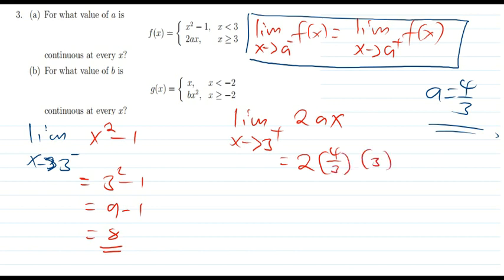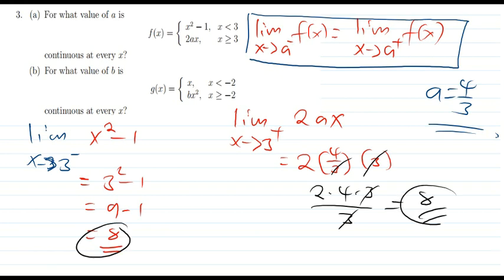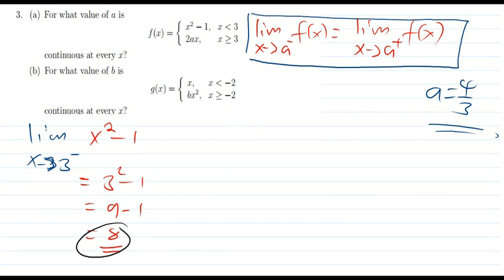Now I can see that these two can cancel out, because if I multiply there, I'm going to have 2 times 4 times 3 divided by 3. These can be cancelled. So I have 2 times 4, 8. I can see that I have 8, I have 8. So the A value is indeed 4 over 3.